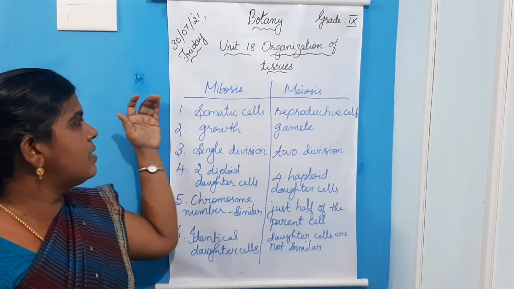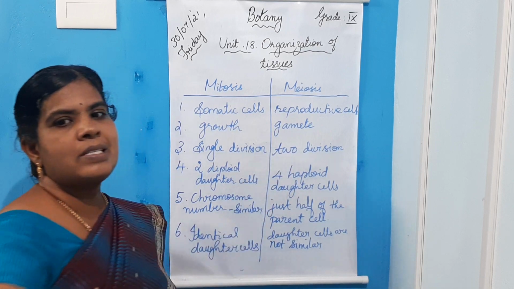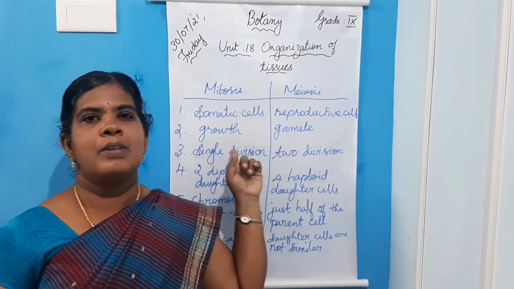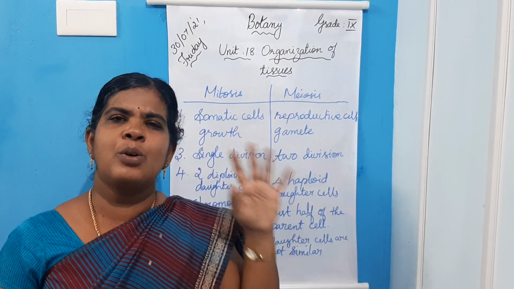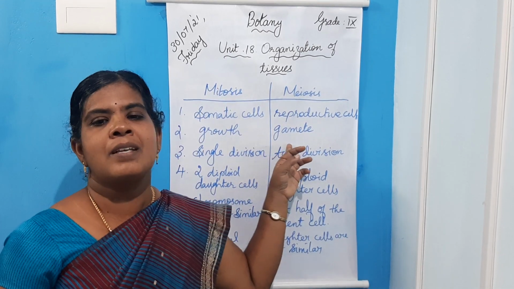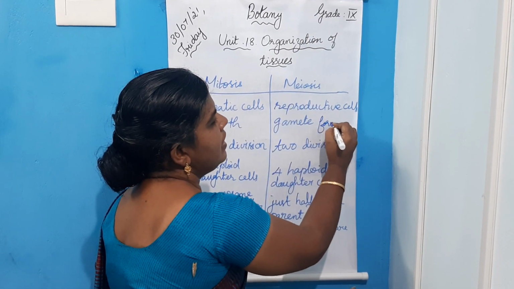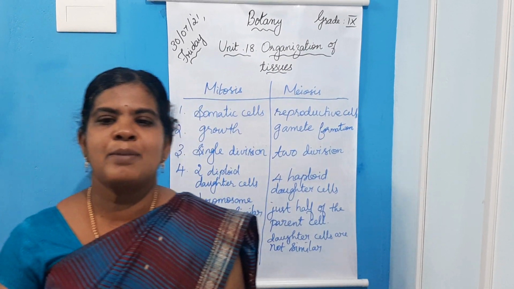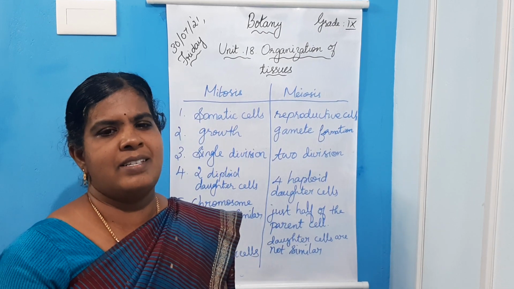What is the first difference? Mitosis takes place in somatic cells, but meiosis takes place in reproductive cells. Second difference: mitosis is involved in growth, and growth occurs continuously throughout life. Meiosis is involved in gamete formation. It takes place only during the reproductively active stage.